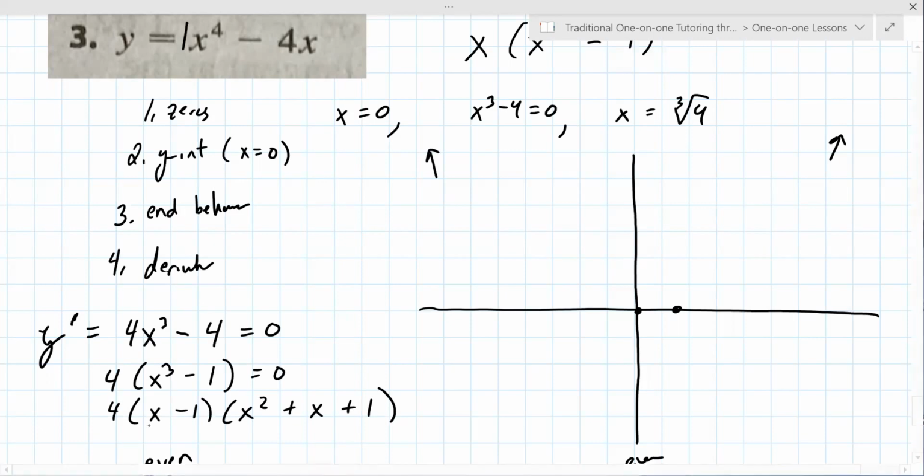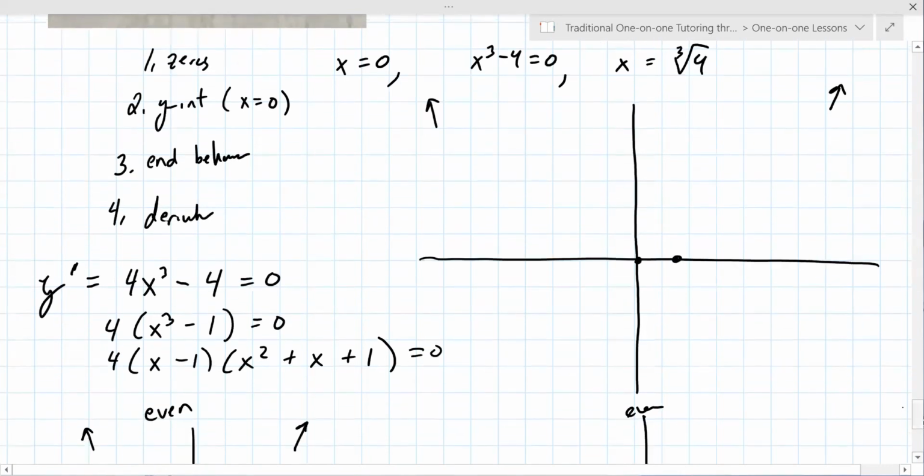So this has a critical point at 1. Do you see that? Because that's the only place that equals 0. All right. And then you can't factor the other one. No, the other one's totally done. So from here, that tells you that there's a critical number at 1.